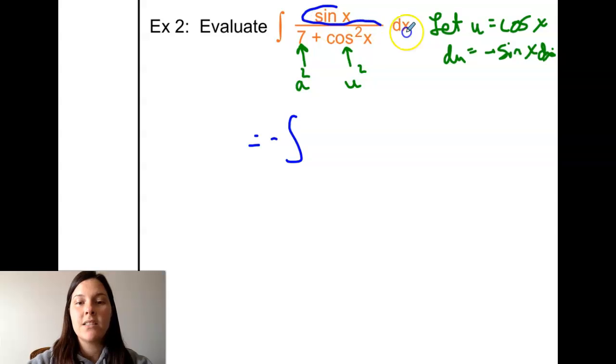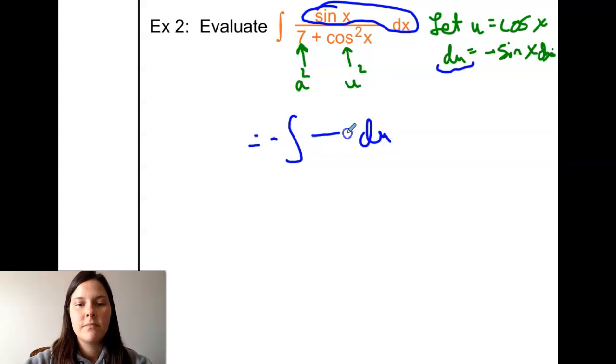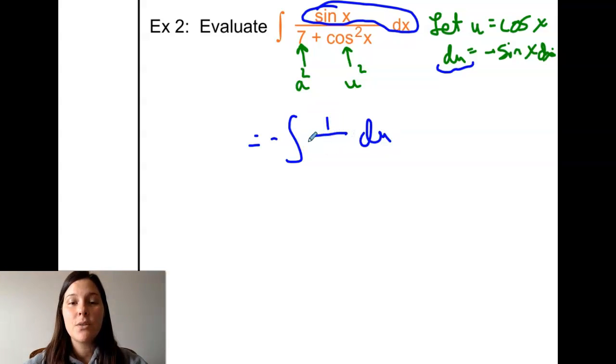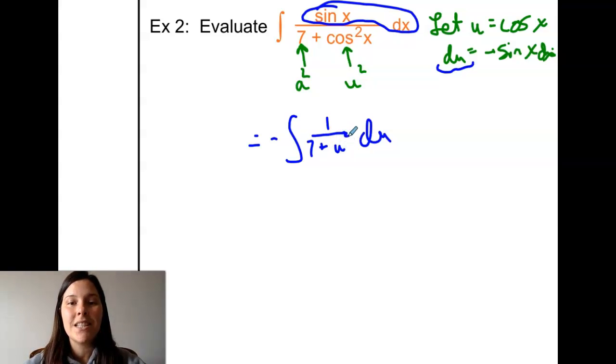Notice we've got this sine x dx, which is equal to du. So our entire numerator has been taken care of. And now in that denominator, we've got 7 plus u squared, which might make it easier to see that arctan pattern.